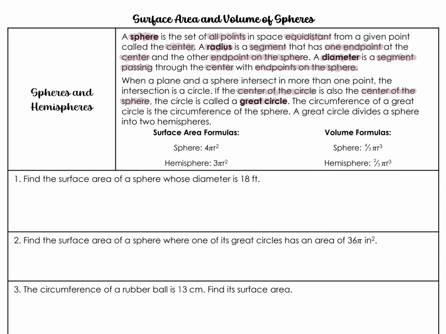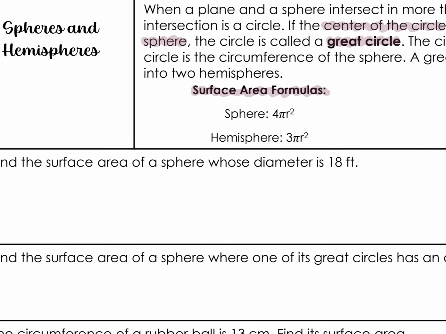The circumference of a great circle is the circumference of the sphere. A great circle divides a sphere into two hemispheres. All right, so we have our formulas down here that we will need to know. For surface area, our sphere is 4 pi r squared, and our hemisphere is 3 pi r squared. When it comes to volume, our sphere is 4/3 pi r cubed, and our hemisphere is 2/3 pi r cubed. So let's look at some practice problems and see what we can figure out from them.